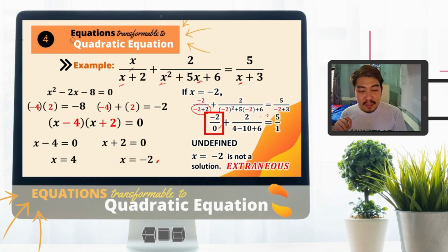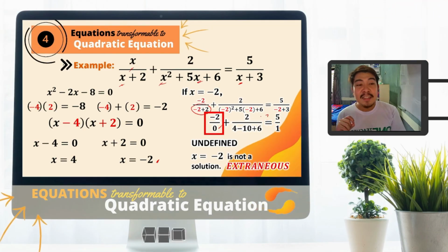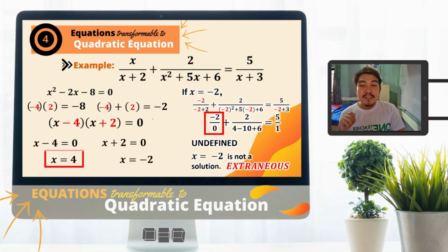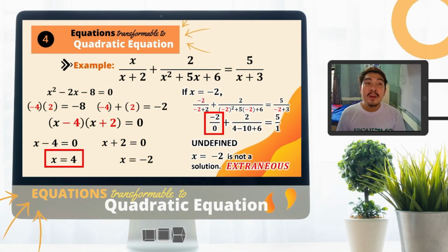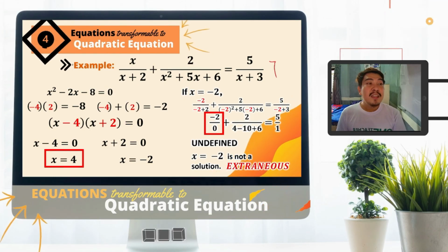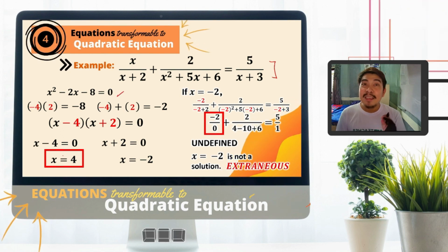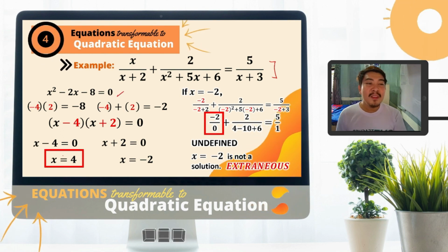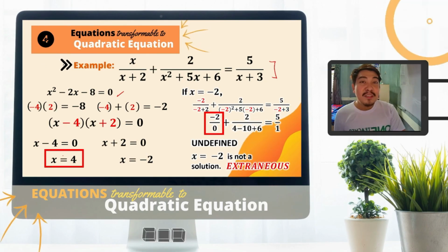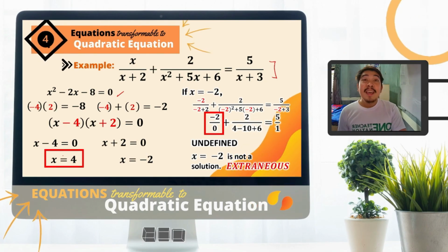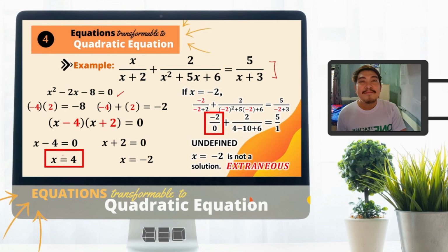Okay? So anong sagot? Ano ngayon na magiging final answer natin dyan? So the final answer will be the only solution of this given rational equation turned to a quadratic equation will be x equals 4. Okay? 4 lang ang solution since si negative 2 ay extraneous solution.